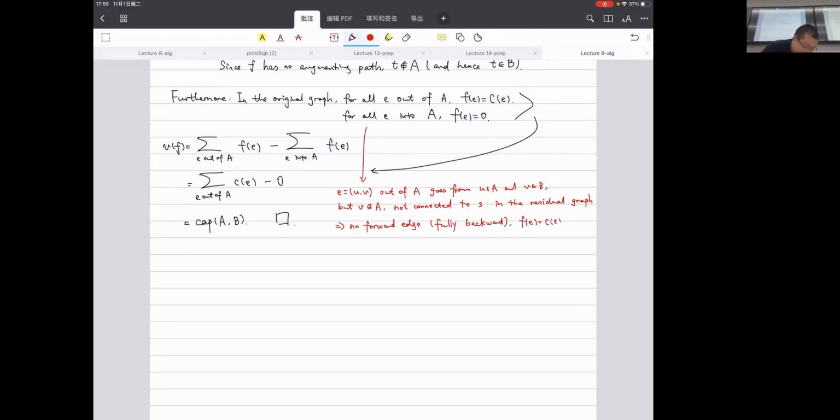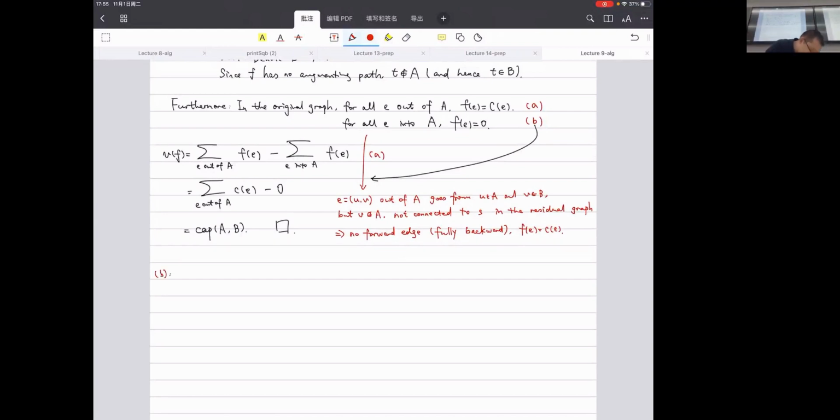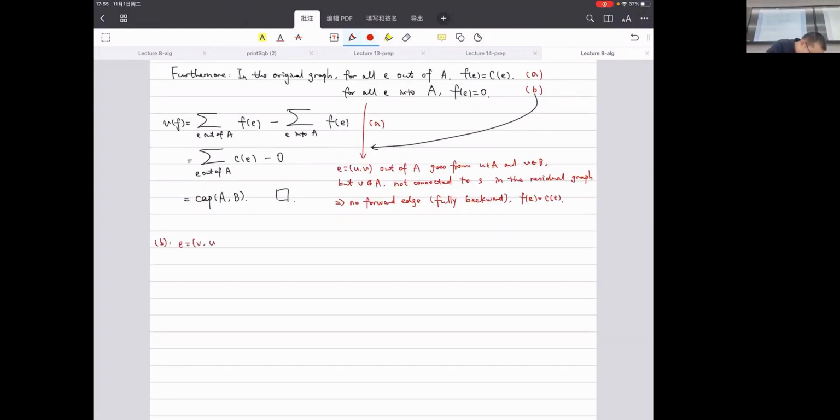Goes to C. And on the other hand, similarly, let's say this is A and this is B here. So A actually follows from this, and B follows from the fact that E goes to V, U here, now into A. And it goes from B to A, but actually V is not in A, not connected to S in the residual graph.